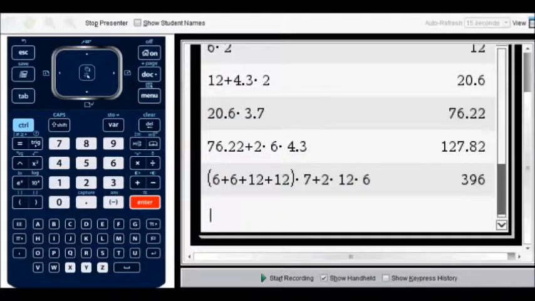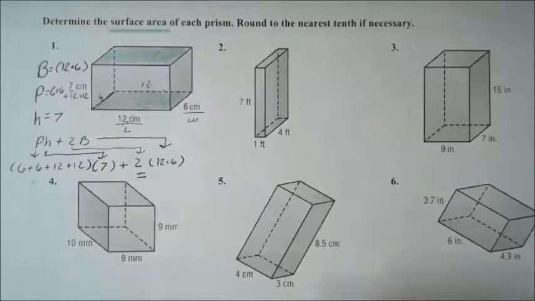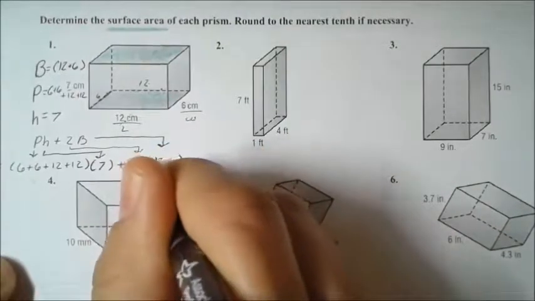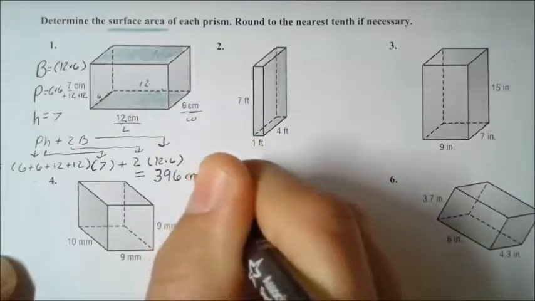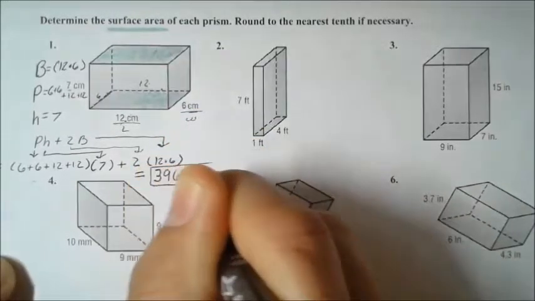And it gives me an even number of 396. So we don't even have to round on this one. Let's go back and write our answer down. That is equal to 396. And these are centimeters, so it's centimeters squared. And there's your answer.